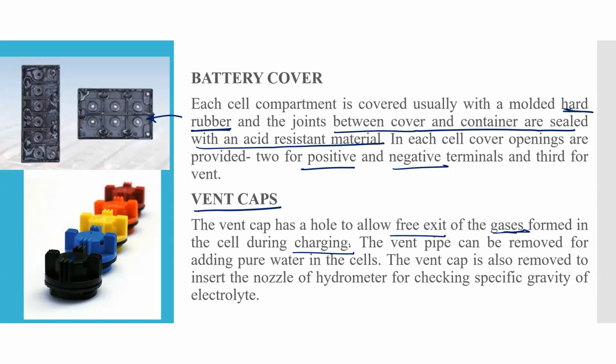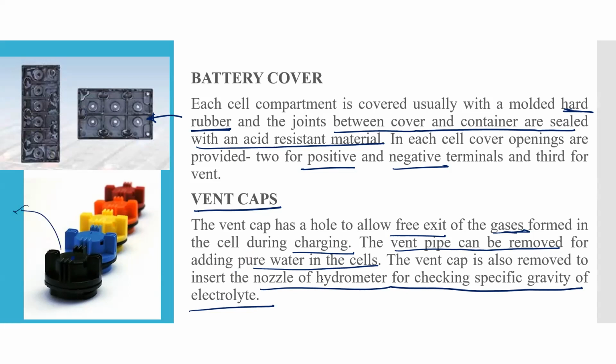The vent cap can be removed for adding pure water in the cells. The vent cap is also removed to insert the nozzle of the hydrometer for checking the specific gravity of the electrolyte. Right. So in case you are using a hydrometer for checking the specific gravity, at that time you have to remove this vent cap, and then you check it through the nozzle.